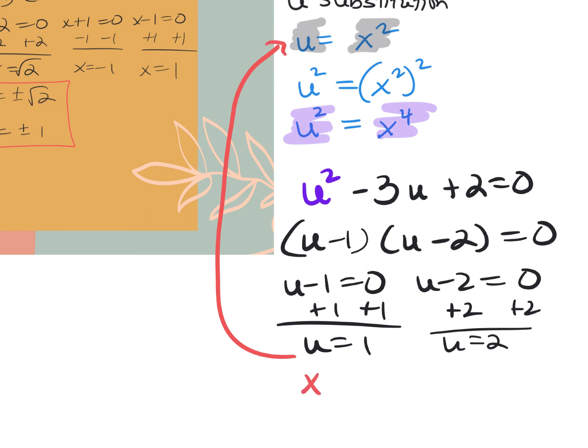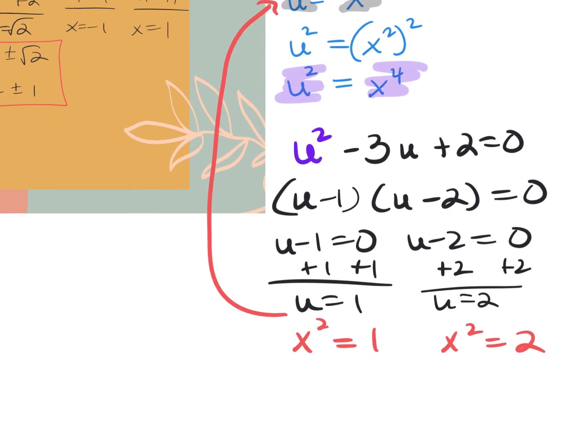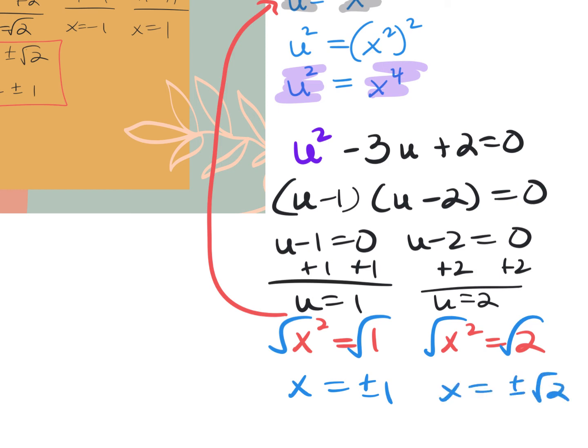And now what I have to do is take what I set u equal to, and I'm going to put in here x squared. I'm replacing u with what I set it equal to. And now I square root. x is equal to plus and minus 1. And x is equal to plus and minus the square root of 2.